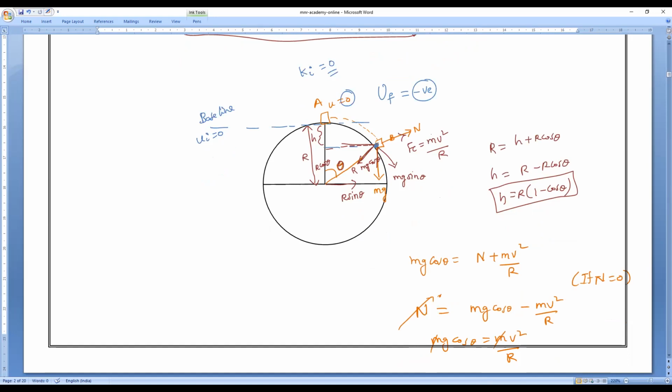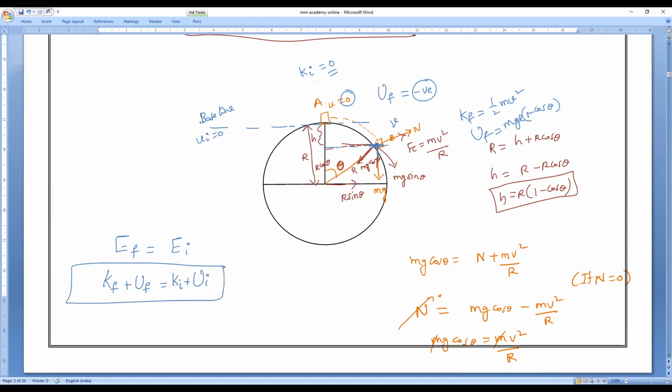Now at this point, can you tell me what is the final kinetic energy? The body velocity is v. So the final kinetic energy is half mv square. Understanding? So at this height, what is the potential energy? Final potential energy equals mgh. h means what? Everybody. r into 1 minus cos theta. That's all. So apply the work energy theorem. What is the work energy theorem? Final mechanical energy equals initial mechanical energy. So final kinetic energy plus final potential energy equals initial kinetic energy plus initial potential energy.